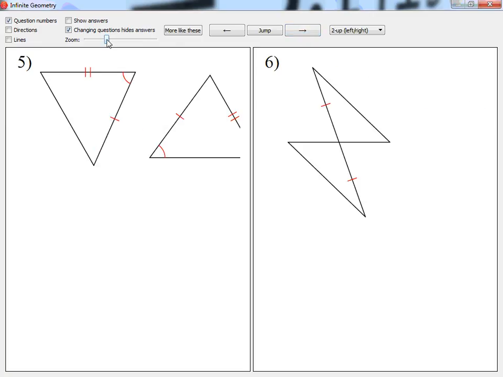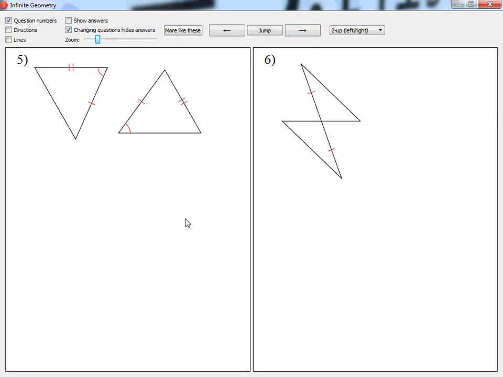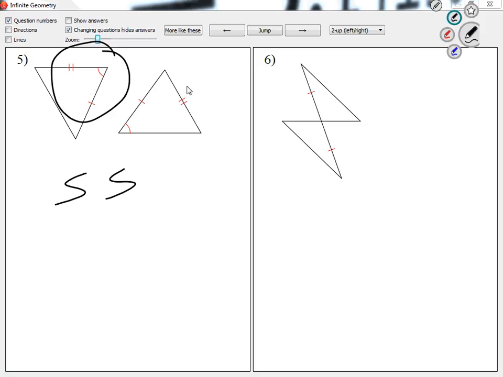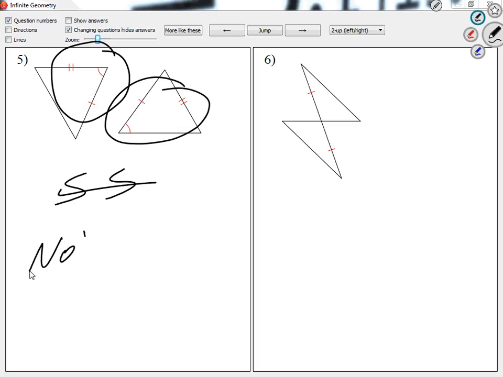So looking at number 5, do I have 2 angles or 2 sides? 2 sides. So let me write 2 S's. Now, is the angle between the sides? I see on one of them it is, but I see the other one is not. So they're marked differently, and because they're marked differently, I'm going to say not congruent. You have to be careful.